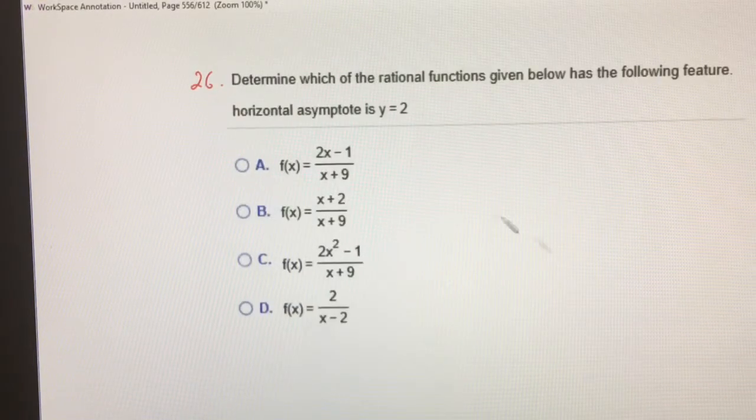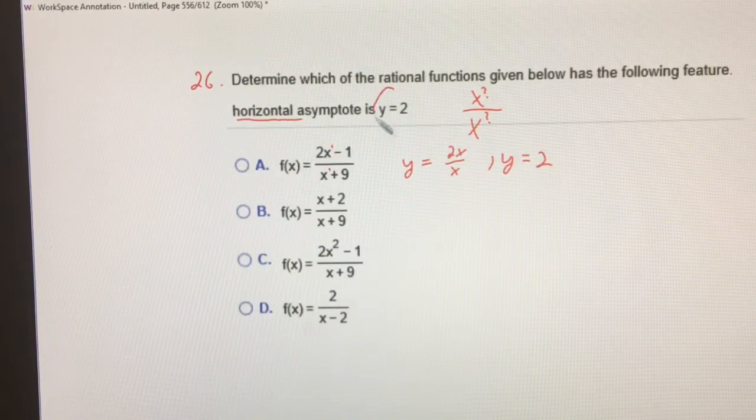Wants to know the horizontal. Horizontal asymptotes are found by looking at the degree of the top versus the degree of the bottom. When the degree of the top is the same as the degree of the bottom, notice that's 1 and that's 1, we can just do this. Y equals 2x divided by x. That's going to give me y equals 2. So the answer is A.